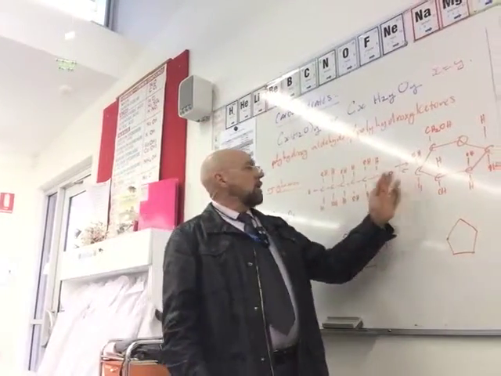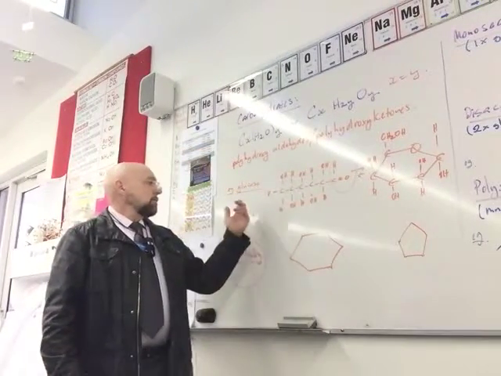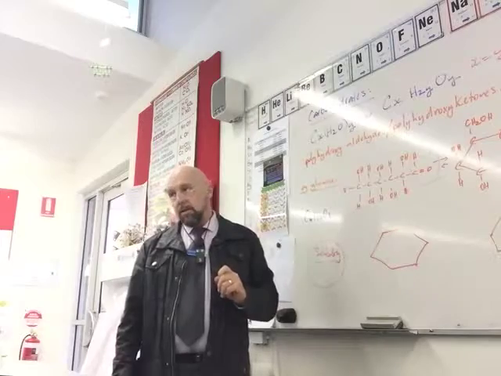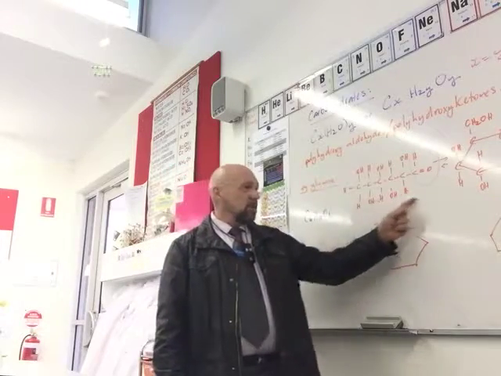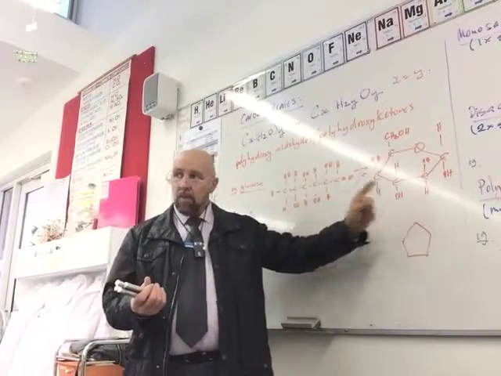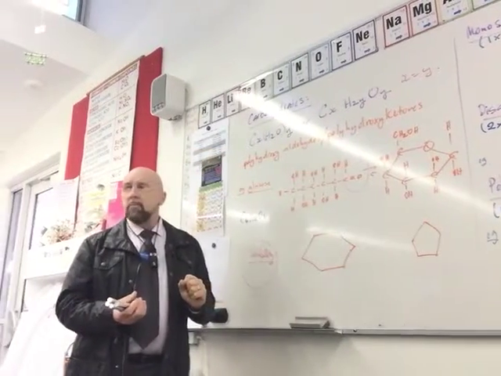What is that equilibrium thing between? Oh, good, I'm pleased you asked. Because there's two versions of glucose and there's two versions of most carbohydrates. This is called a straight chain version. This is called a cyclic version. We did that right at the beginning when we talked about how we name organic compounds.